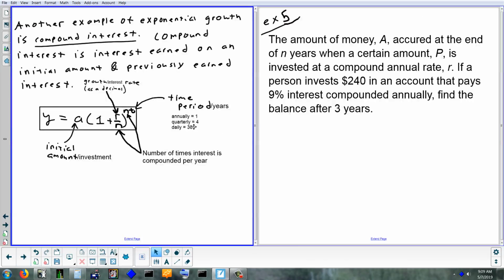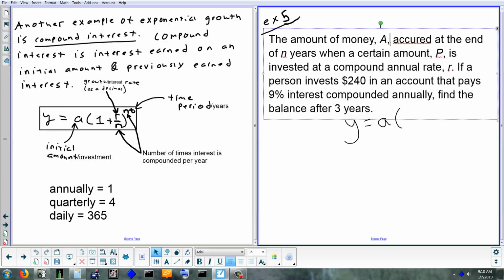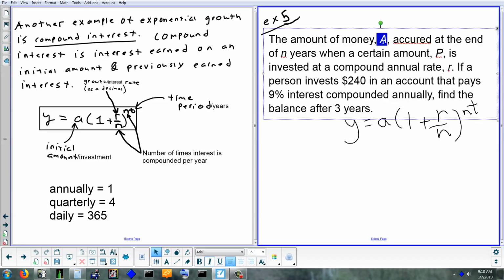So the amount of money A accrued at the end of N years with a certain amount P is missing. I'm not super concerned about these letters A, N, whatever. We can use this formula, and we're just going to change it around a little bit. You go ahead, Mr. Ray.